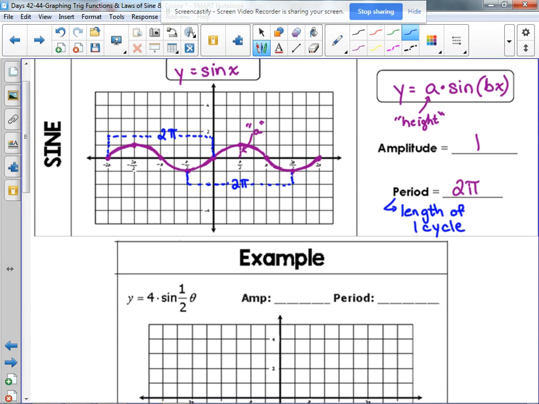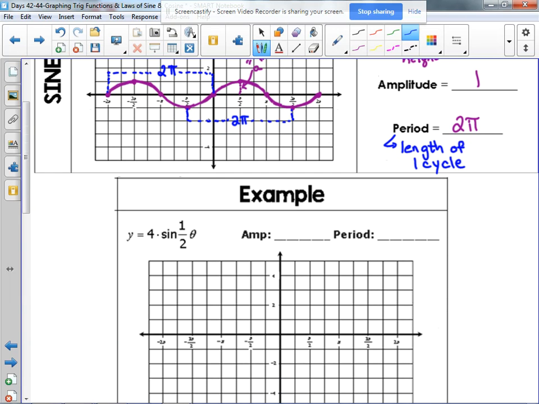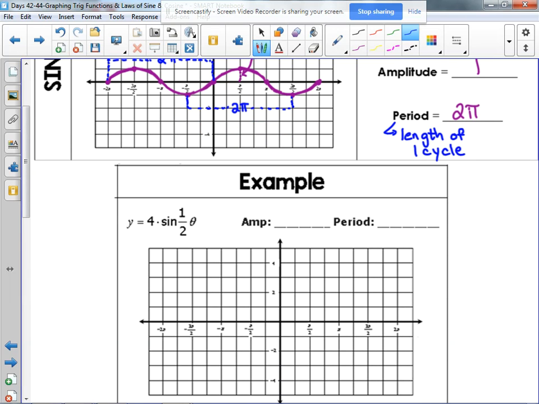Okay, now this should be something that we're able to tell from the equation. So that example there on the right side, we have 4 sine of 1/2 theta. So the amplitude is the coefficient in front of the trig function. So the amplitude here is 4. The period is 2 pi divided by b. So in this case, b is 1/2, so 2 pi divided by 1/2 is the same as multiplying 2 pi by 2.